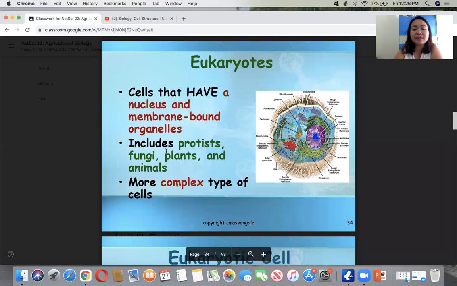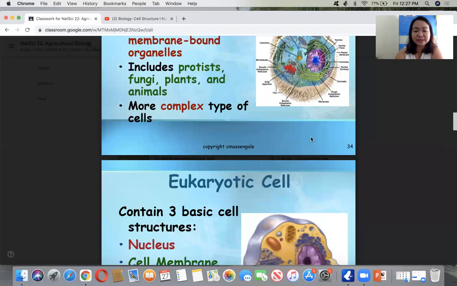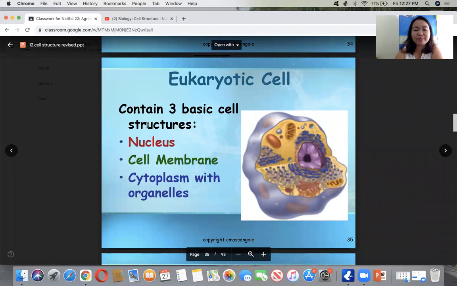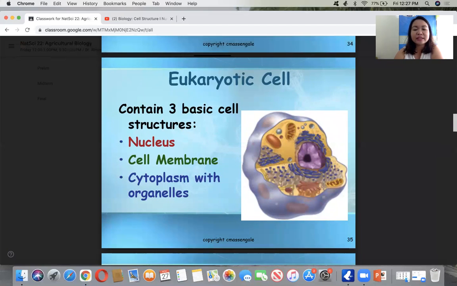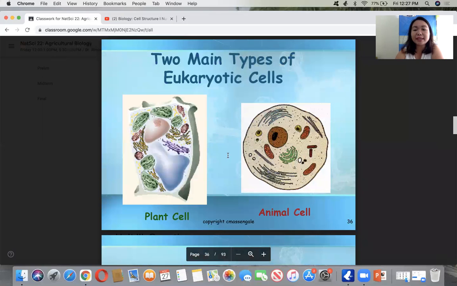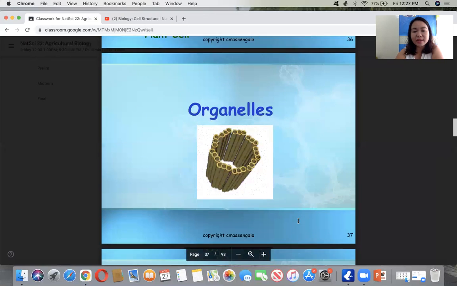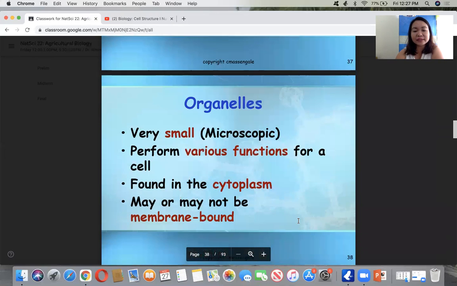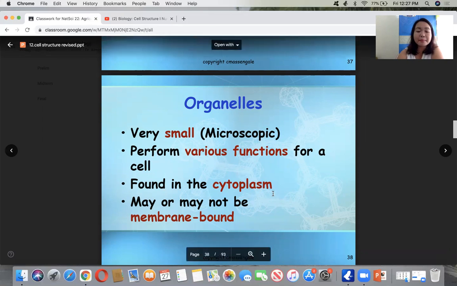While the eukaryotes have a nucleus and membrane-bound organelles, and this includes protists, fungi, plants, and animals, which are more complex types of cells. So they contain three basic cell structures: the nucleus, the cell membrane, and cytoplasm with organelles. There are two main types of eukaryotic cells: plant cell and animal cell. And these are grouped as organelles. These are very small, microscopic, and perform various functions for the cell, found in the cytoplasm, and may or may not be membrane bound.